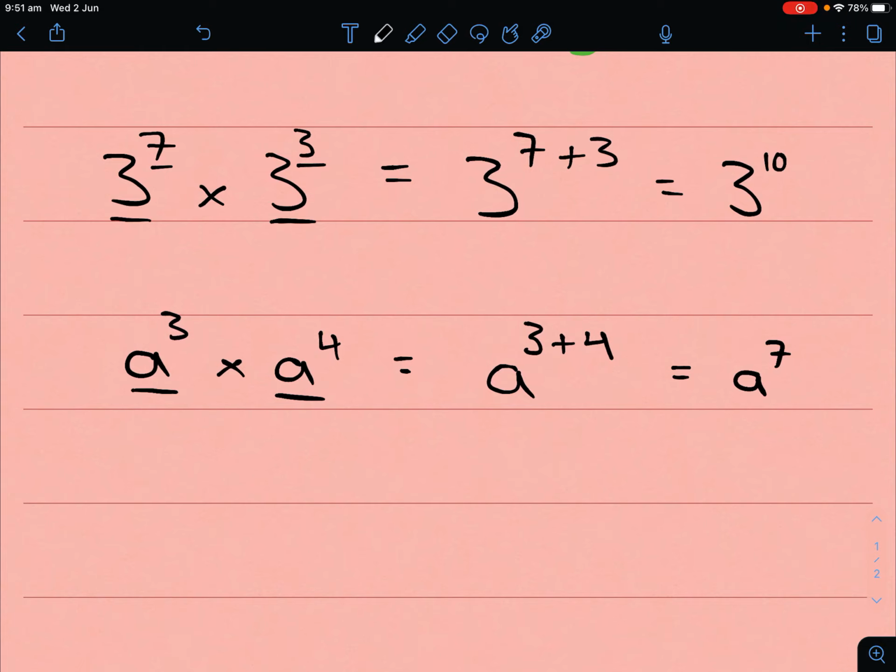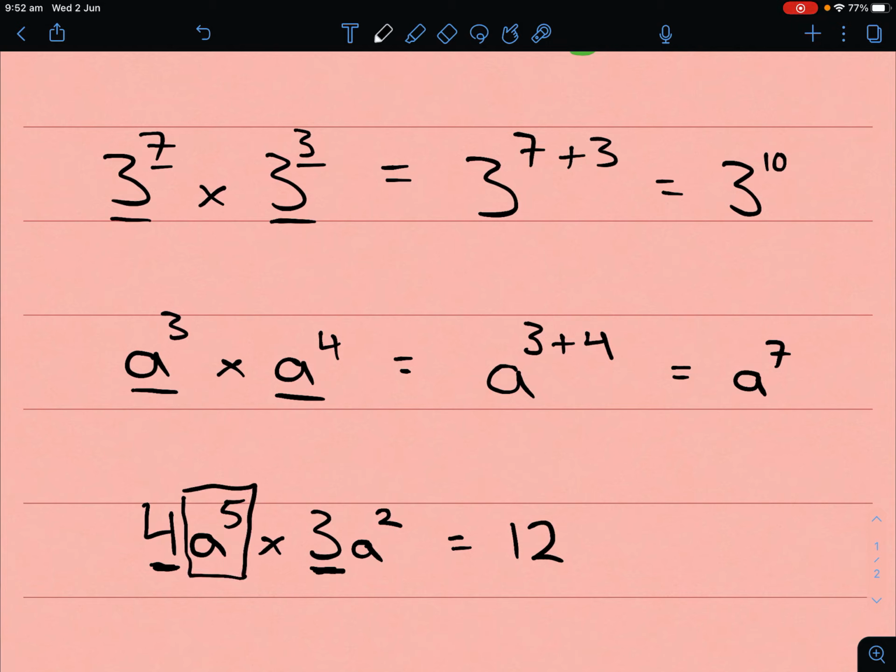Now, the questions can get a bit more complicated when we start to get some coefficients involved. So if we look at something like 4a to the 5 times 3a squared, the only difference here is that we need to multiply these numbers out the front first. So we'd multiply 4 times 3, just like we would on their own. So 4 times 3 is 12. And then we switch to looking at the back section of each term, and we treat that just like we have been doing up above in these questions.